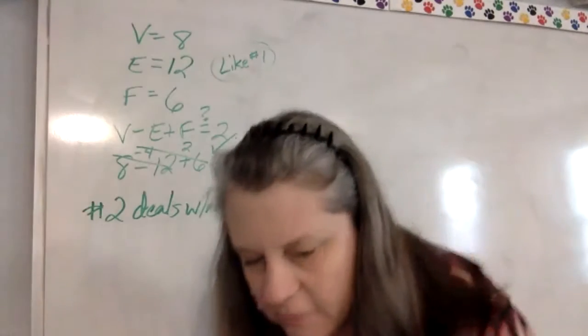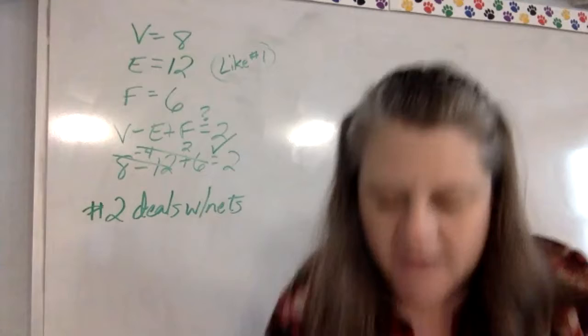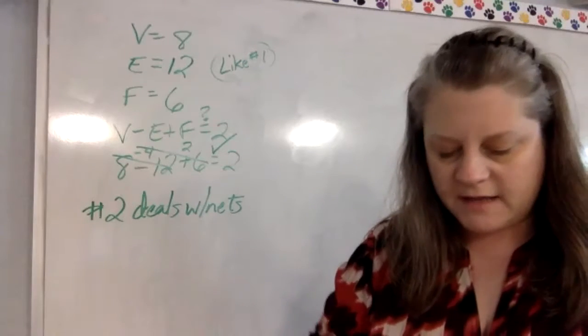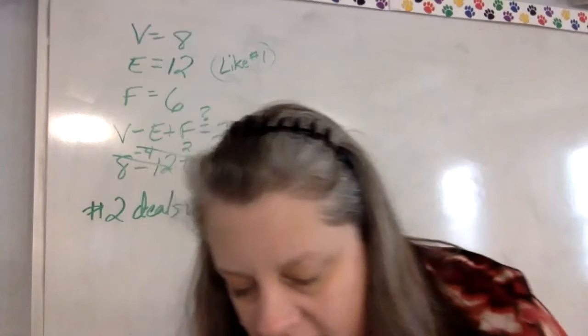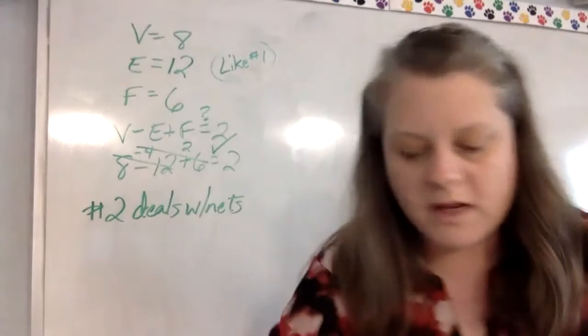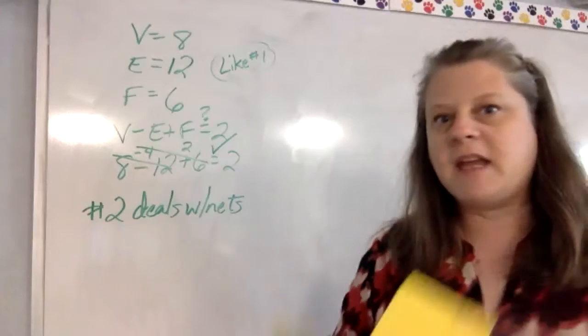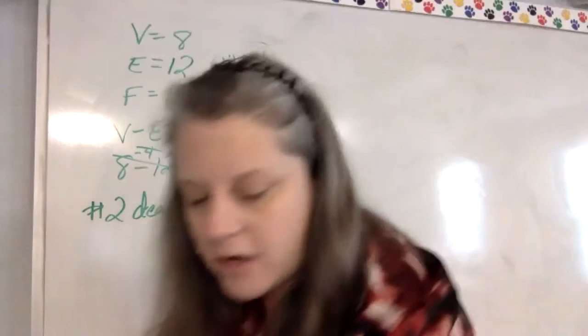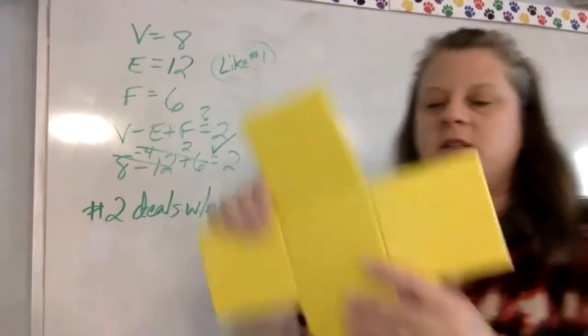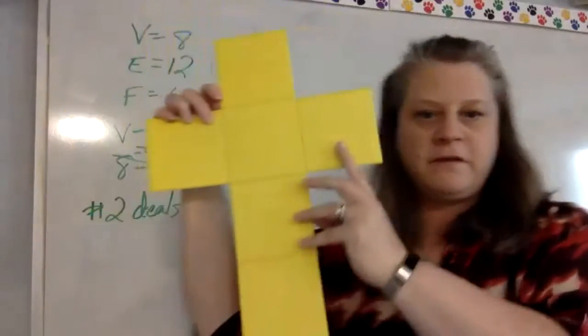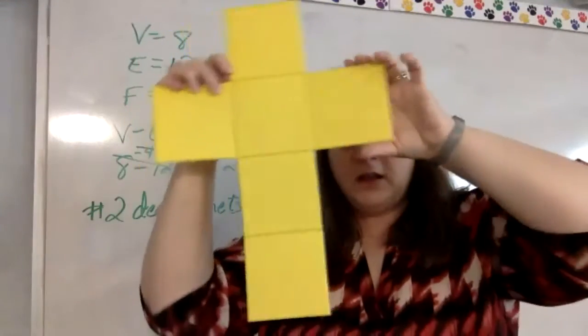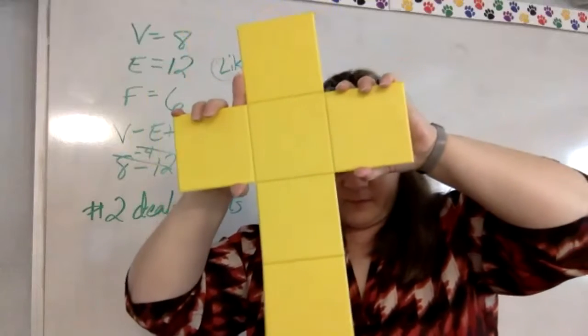Okay, so question 2 on your test gives a couple of nets, and it asks what shape they are. What shape would they make? Would they make a cone? Would they make a cylinder? Would they make a pyramid? So it's just knowing when you fold it out flat what shape it's going to make. So what shape is this one going to be?